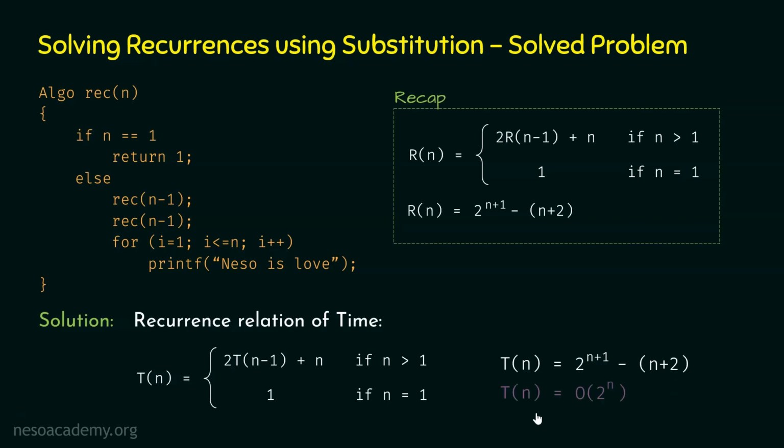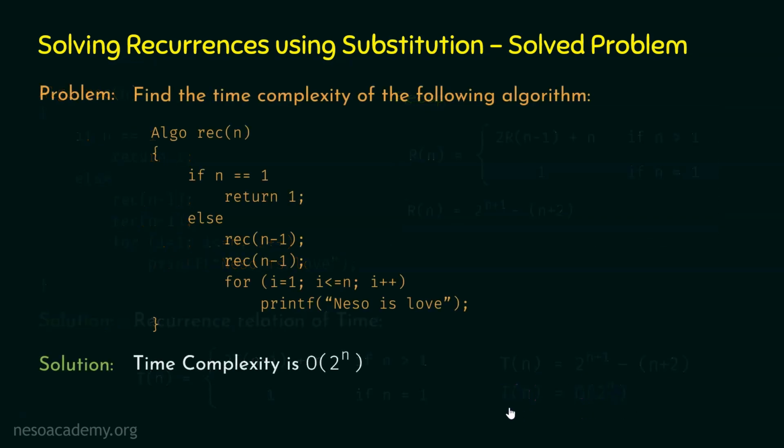Therefore, T(n) is big O of 2^n. Therefore, the time complexity of this algorithm is big O of 2^n. So this algorithm will take exponential time to execute. I hope this idea is completely clear, and now we know how to solve these type of problems.